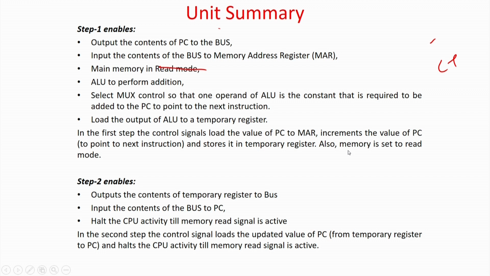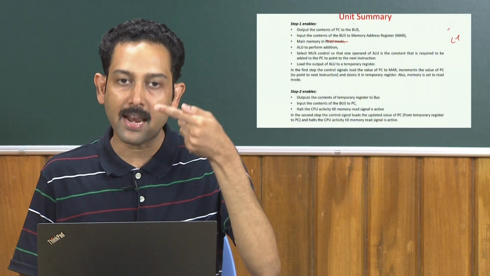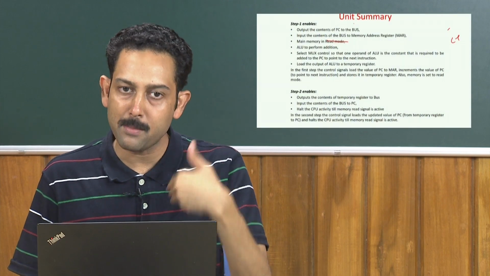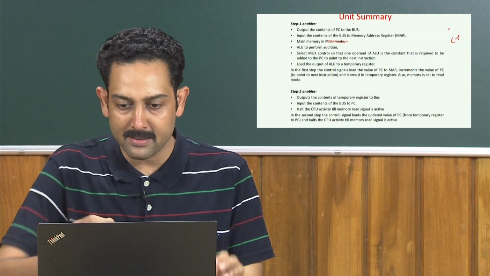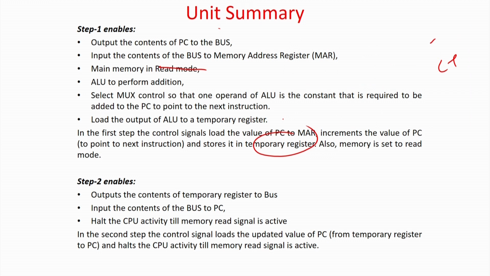Also the memory is set to read mode. That means now your memory is pointing at the memory location where the current instruction is, so that it can be read into the memory buffer register in the next step. The program counter has been incremented, but the incremented value is now in a temporary register, not yet uploaded to the program counter. Next, what do you do? Output the content of the temporary register to the bus and input the content of the bus to the PC, because at present the temporary register is holding the value of PC plus constant. You have to dump it to the bus and the bus value will be dumped to the PC. So, now the program counter will have the value PC equal to PC plus 1.